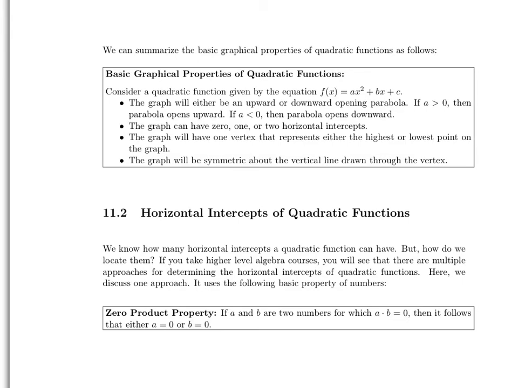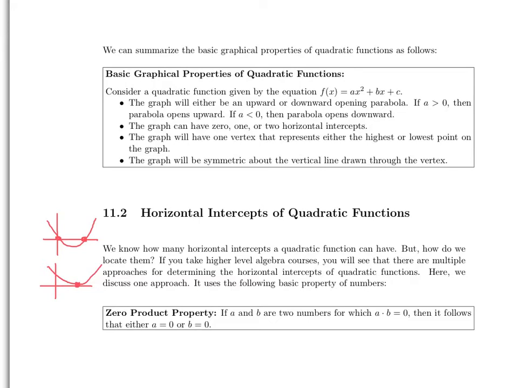In this screencast, we discuss horizontal intercepts of quadratic functions. In the last screencast, you learned that a parabola can have two horizontal intercepts, which means the parabola looks something like this and hits the horizontal axis in two places, or a parabola can have one horizontal intercept, which basically means that the parabola's graph must look something like this and hit the horizontal axis in exactly one place.